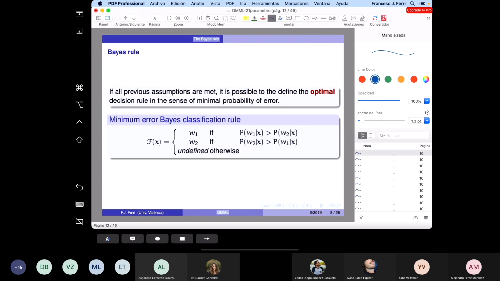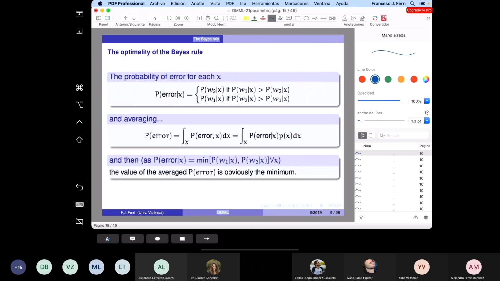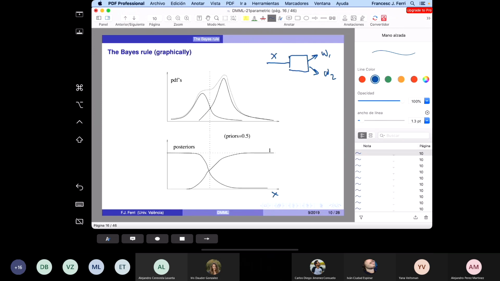So if, for example, here at this point, the classifier gives us an undefined, because the probability of this measure coming from class 1 or class 2 is the same. It's okay? In practice, in this case, you can output whatever you want, class 1 or class 2, just random, for example. It's okay?